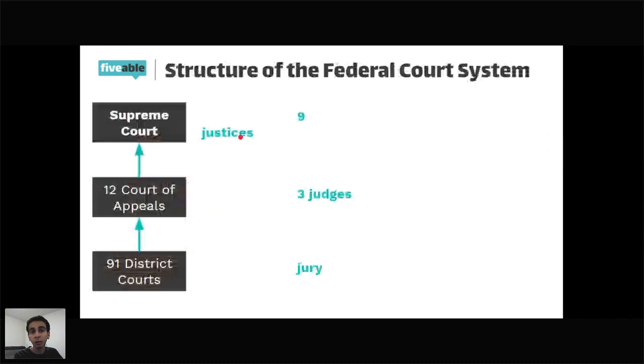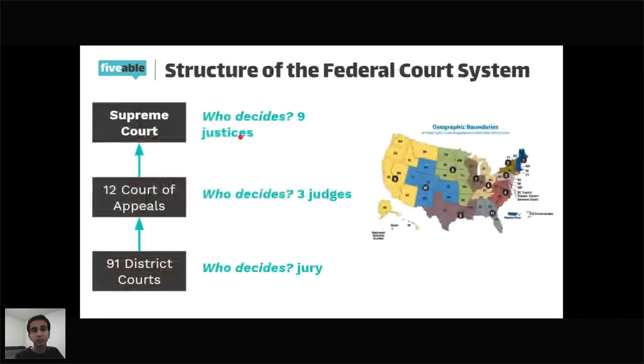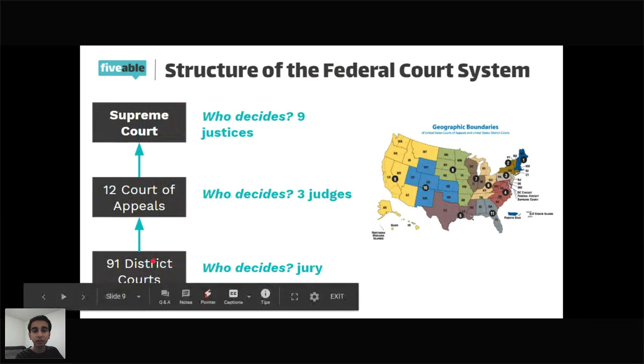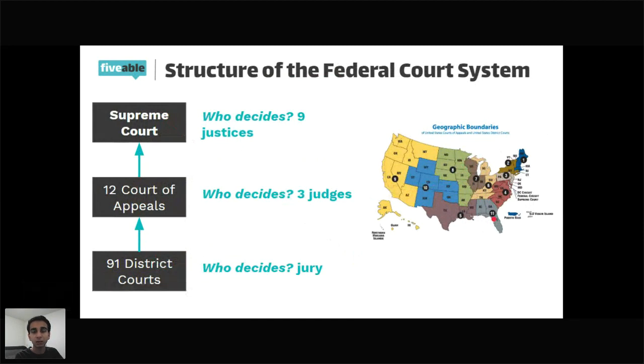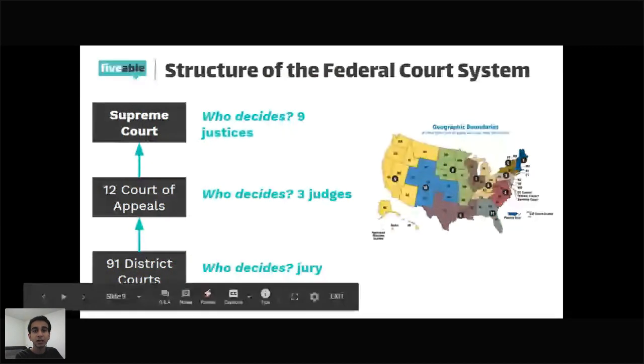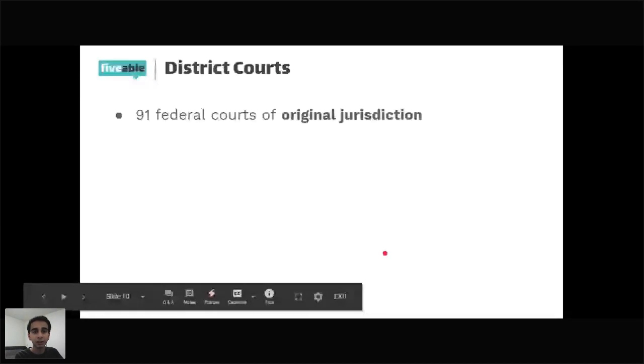I'm going to do a really quick overview of the federal court system just because I really don't think they're going to test you on that. But it is important to know. So in terms of the federal court, there are 91 district courts, which is the lowest level of federal court. There is a jury on those courts. There are 12 courts of appeal, so that's what you can see on this map. And the people that are doing the deciding are 3 judges. And then the Supreme Court, as you guys know, is the highest court in the land, and they have 9 justices.